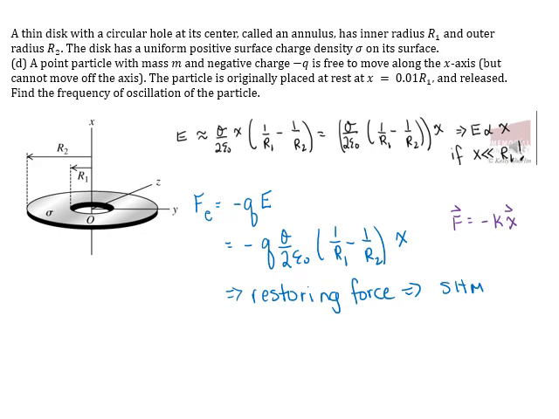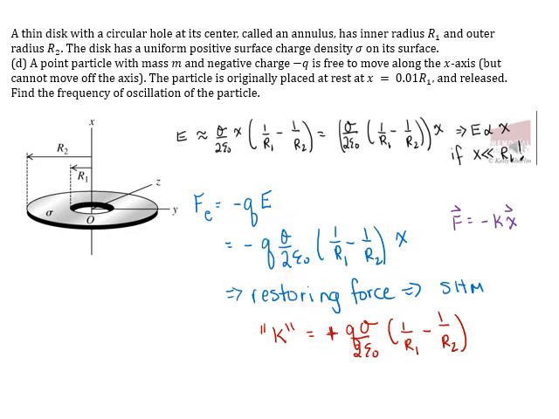The constant of proportionality, what we would call K, is equal to Q times sigma over 2 epsilon naught times 1 over R1 minus 1 over R2. And we can get our frequency from this value of K. Oops, sorry, I said that K had the negative sign in it. K does not have the negative sign in it. K is this bit right here, the constant of proportionality.